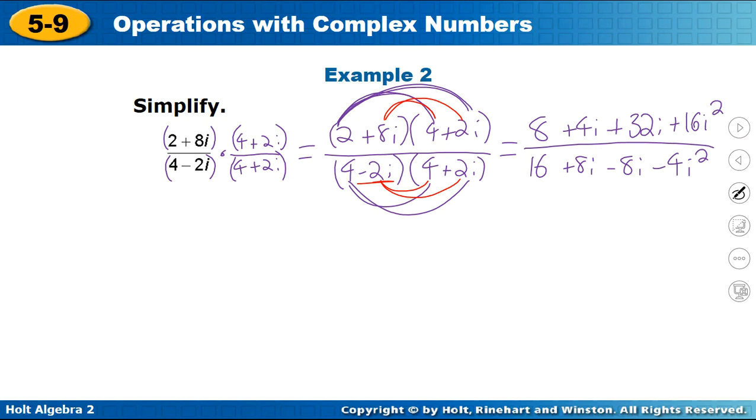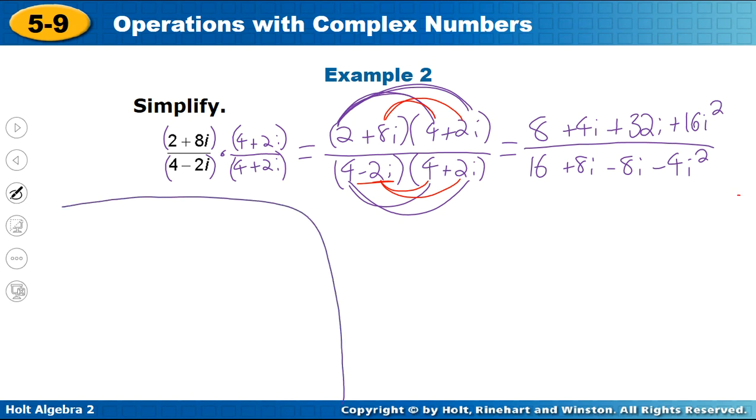Alright, so let's look at these individually and clean it up a bit. There's some cleaning up, some combining of like terms I need to do in the numerator and the denominator before I move on. So let me do that over here, kind of on the side. So my numerator is 8. Let me just copy it down. 8 plus 4i plus 32i plus 16i squared.